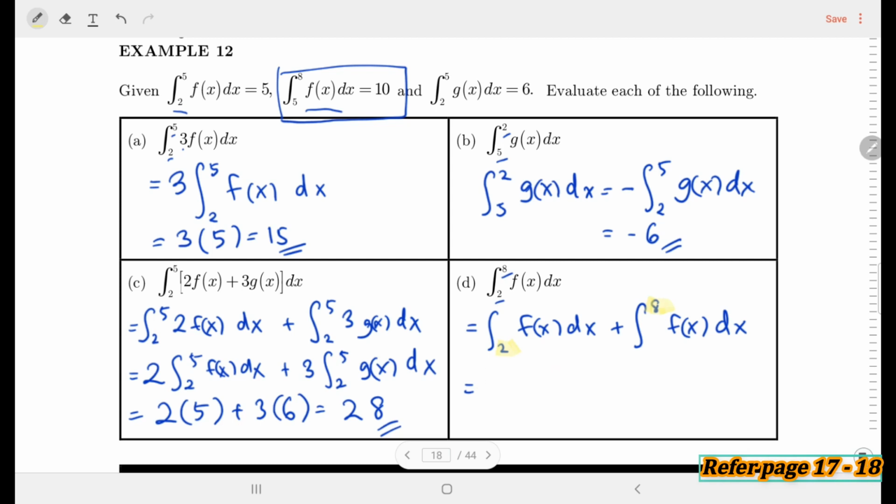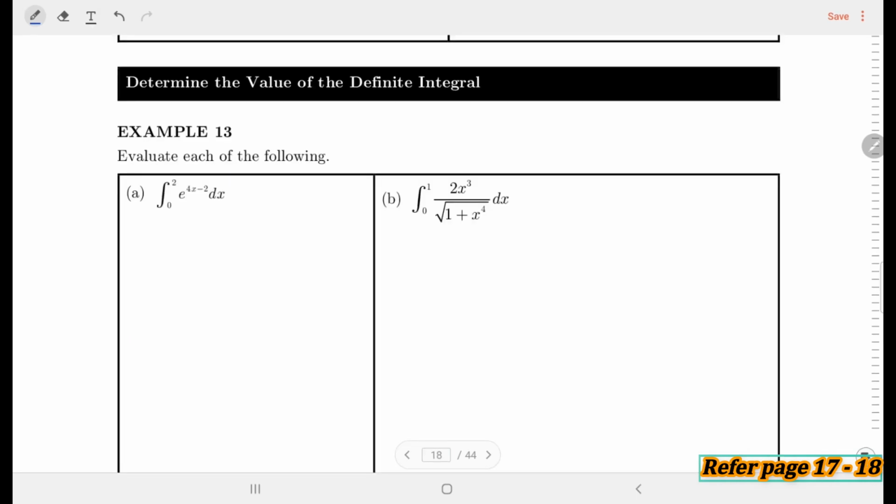So we look at the question, we only have 2 to 5, and then 5 to 8. So now we choose the same limit here, 5 and 5, because this is the only limit given in the question. So 2 to 5 f(x) dx is 5 plus 5 to 8 f(x) is 10. The answer is 15.